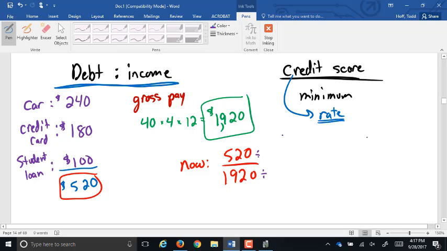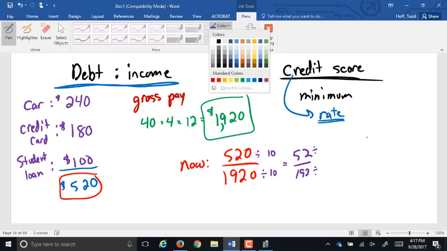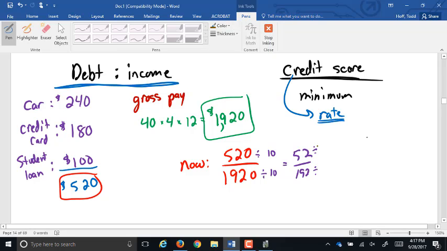Both of these numbers can be divided by 10. They can still be divided by, I'll help you out, let's go with 4. Speed it up a little bit. 52 divided by 4 is 13. 192 divided by 4 is 48. So 13 out of 48.